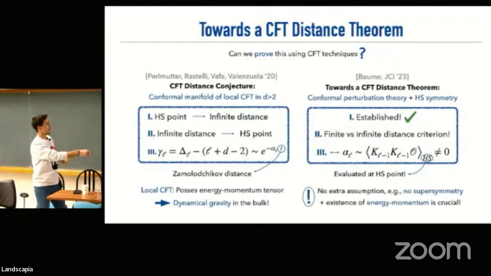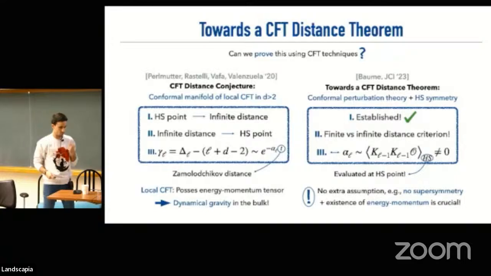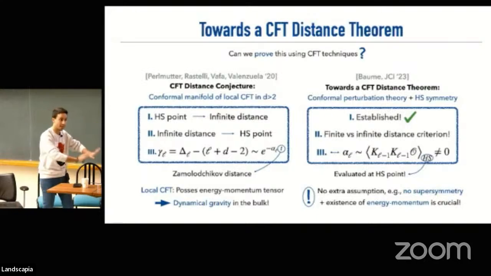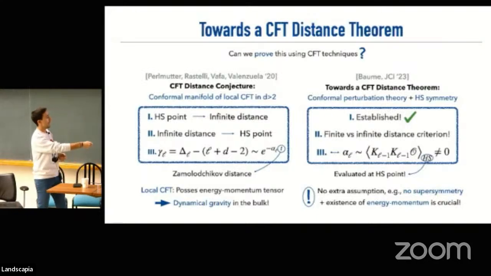So let me stress that for this, we put no extra assumptions. So really the assumptions that we put are those of the conjecture. We impose the existence of a conformal manifold, that the theory is local, and there is more than 2 dimensions. For instance, we don't assume any supersymmetry. Supersymmetry could be required to guarantee the existence of the conformal manifold, but the proof doesn't use it. It could be underlying, but it doesn't use it. And the existence of the energy momentum tensor is very crucial. Without it, there is a particular step in which my proof will fail dramatically.